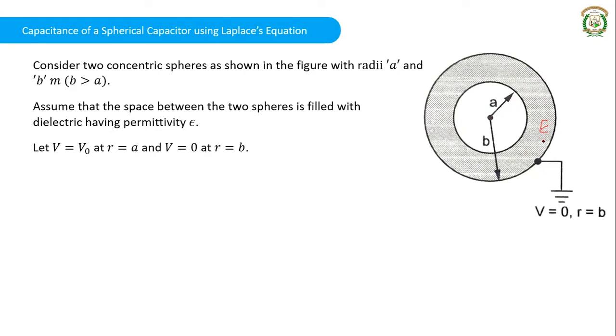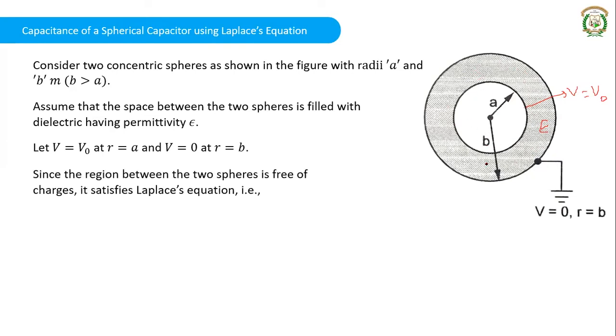Let us assume that the outer sphere is grounded. So V is equal to 0 at r is equal to B. And the inner sphere is at a potential V is equal to V0 at r is equal to A. Since the region between the two spheres is free of charges, because it is a dielectric, it satisfies Laplace's equation, that is del square V is equal to 0.